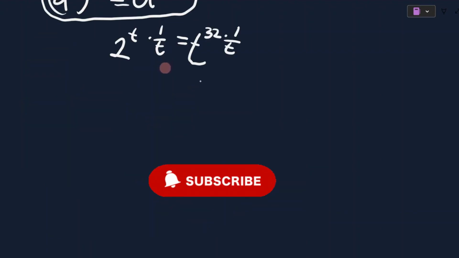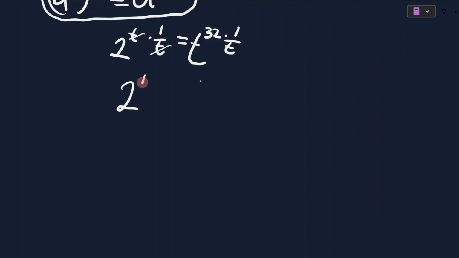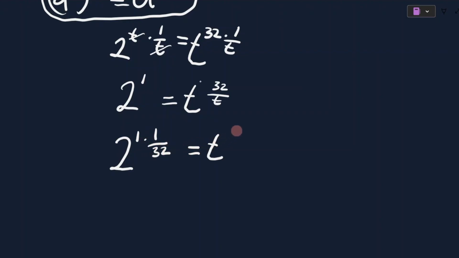If we multiply, the t's cancel out. If this t cancels this, we now have 2 raised to power 1, which is equal to 32 multiply 1, which will give us 32. Therefore, we have t raised to power 32 divided by t. To remove this 32, we are going to divide both sides of the exponents by 1 over 32. Therefore, we will have 2 raised to power 1 multiply 1 over 32, which is equal to t raised to power 32 divided by t, which multiplies 1 over 32.